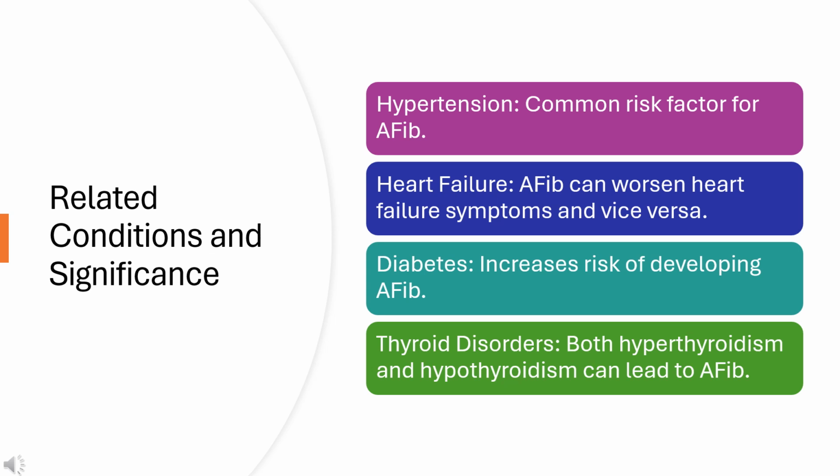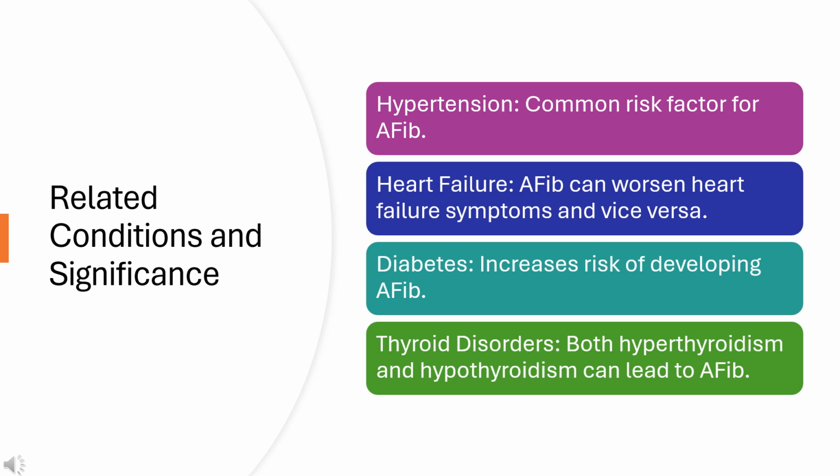Studies have shown that individuals with high blood pressure are significantly more likely to develop AFib than those with normal blood pressure. Chronic high blood pressure can lead to structural changes in the heart, such as left ventricular hypertrophy and atrial enlargement. These changes can create an environment conducive to the development of AFib. Effective control of blood pressure is crucial in reducing the risk of AFib. This includes lifestyle modifications such as a low sodium diet, regular physical activity, and adherence to antihypertensive medications.